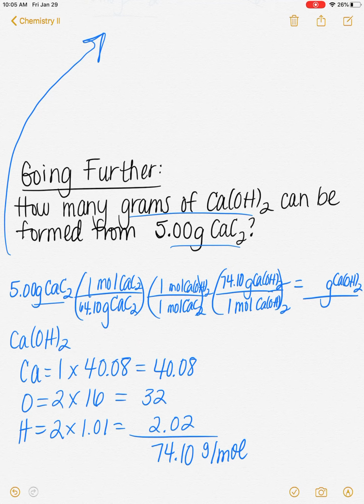All right, now we are ready to plug this into our calculator. So I'm going to start with my first number, which was 5. I'm going to divide by 64.1. Multiply by 1 divided by 1 doesn't really change your number. Then I'm going to multiply by 74.1, and I get 5.78 grams of calcium hydroxide. And that is our new skill.